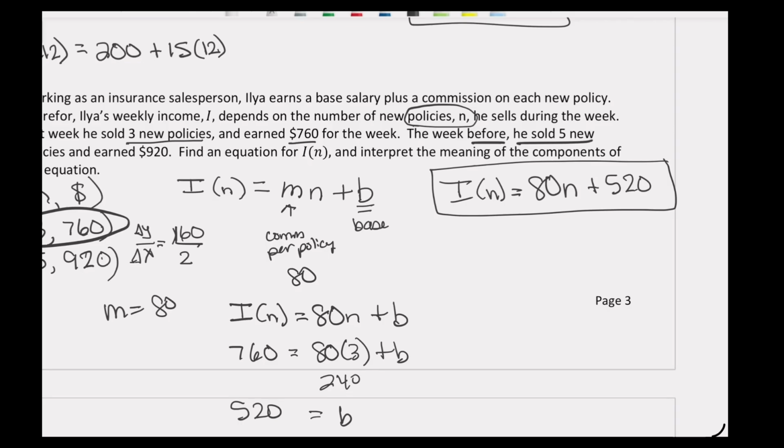And then it says to interpret the meaning. He gets a base of $520 and $80 per policy.